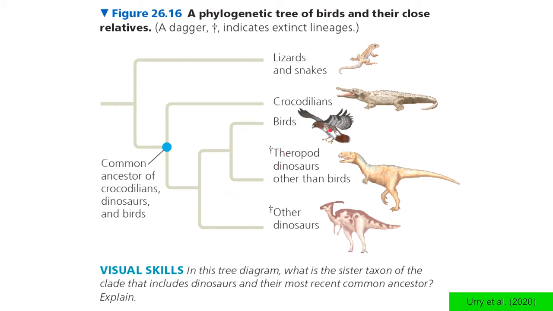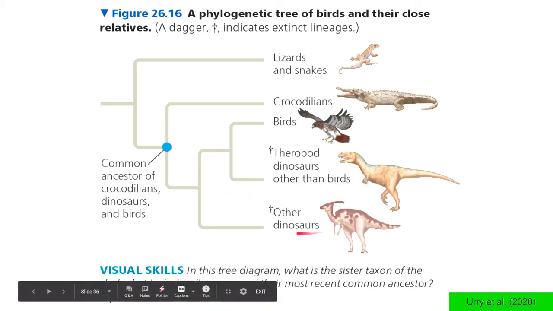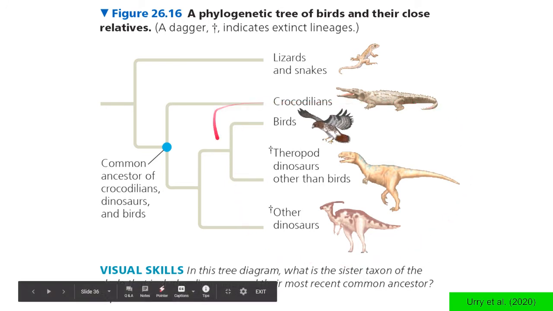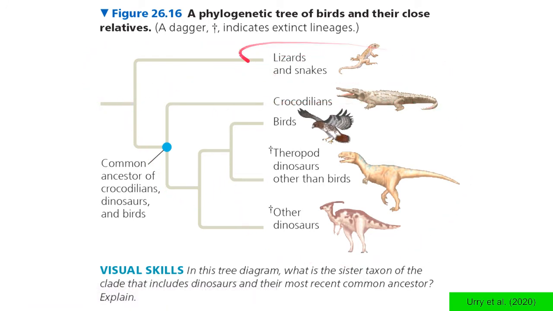So for example, birds and theropod dinosaurs all share a common ancestor, and their group shared a common ancestor with other dinosaurs. And this group of organisms shares a common ancestor with crocodiles, with other reptiles. And this group of crocodiles and dinosaurs and birds all shared a common ancestor with lizards and snakes. So this is a phylogenetic tree. It shows us how organisms are related to each other based on evolution, based on their phylogenies. Here, this node shows us that they shared a common ancestor. So common ancestor here, here, here, and here.